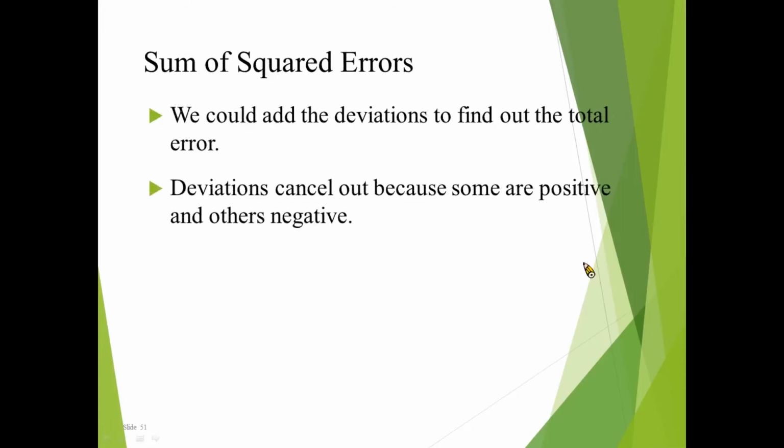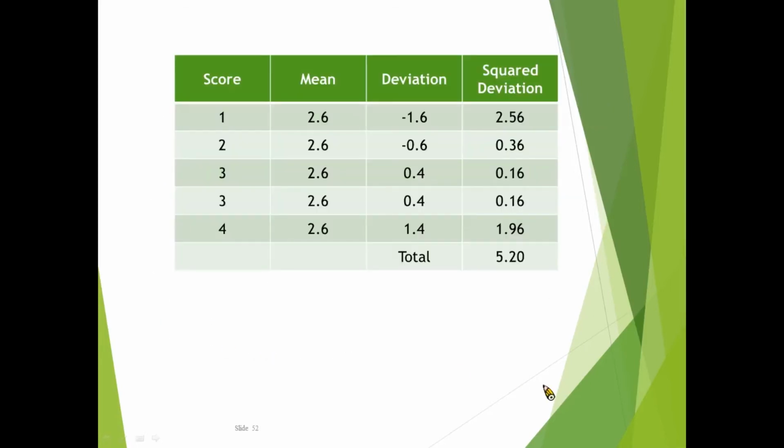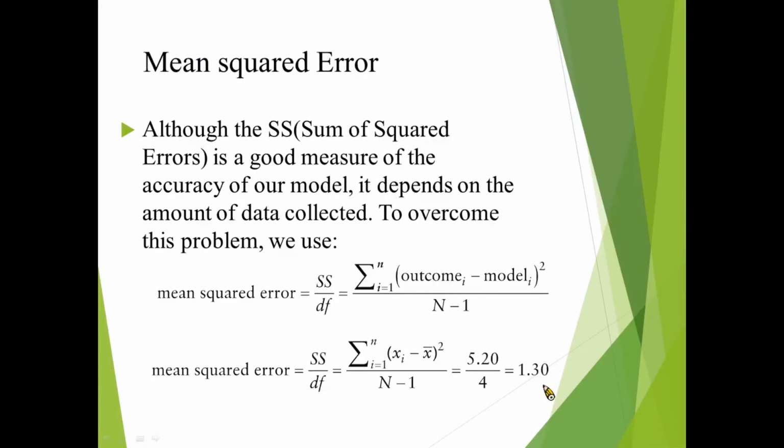And the sum of errors, so we can see the total error. Deviations can cancel out because some are positive and others negative. This is what we call the sum of squared errors, and the mean squared error. The sum of squares is a good measure of the accuracy of our model, but it depends on the amount of data collected. To overcome the problem, we use the mean squared error.